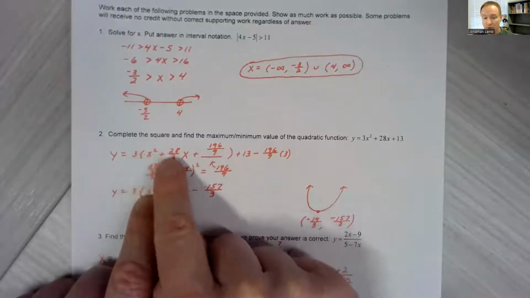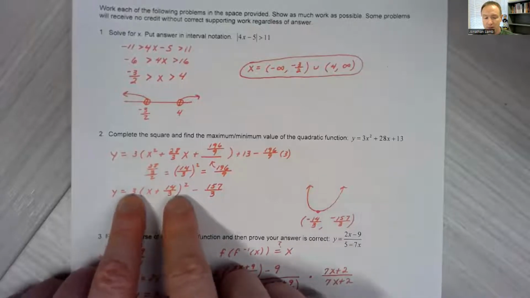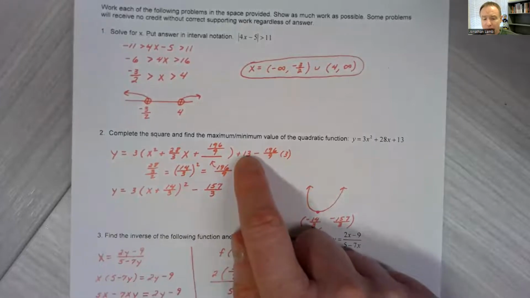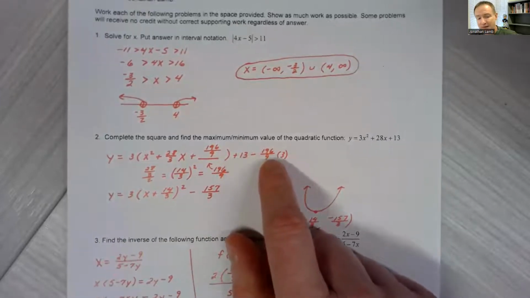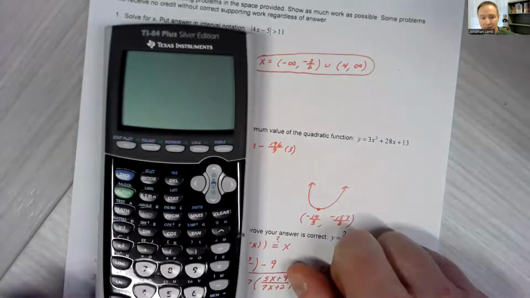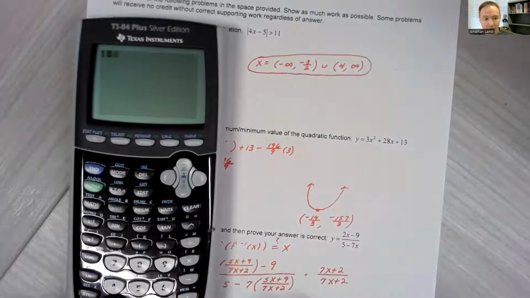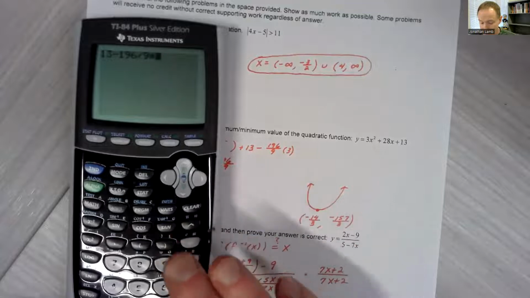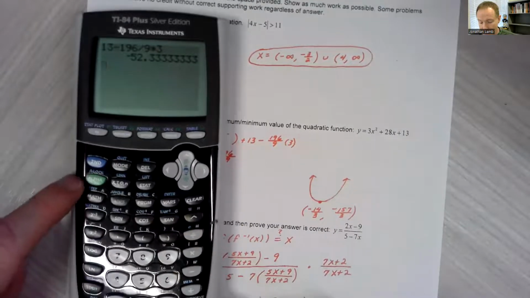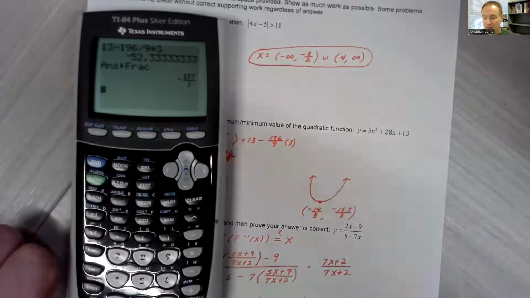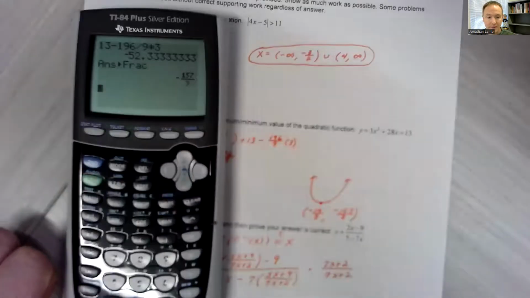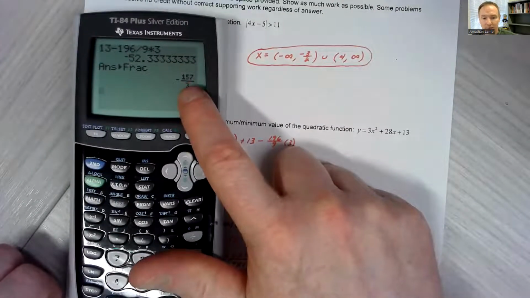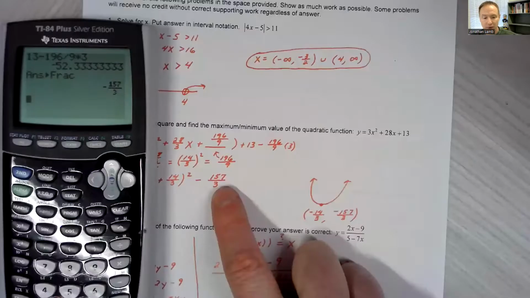So the factored format is 3 times this binomial squared. And then on the outside, I had plus 13 minus 196 over 9 times 3. You can easily combine that on your calculator if you need to. We'd have 13 and then minus 196 over 9 times 3. And instead of the ugly fraction, I hit math, enter, enter to make that fraction into a nice decimal. And there, that'll be a crisper screen. So we have negative 157 over 3. That's where that term right there came from.